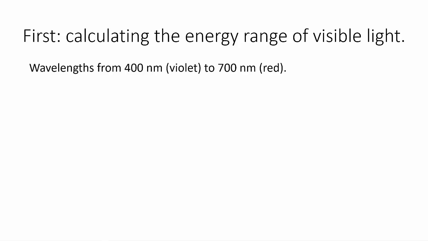And for visible light, the wavelengths range from 400 nanometers to 700 nanometers. 400 is the violet end of the spectrum, 700 nanometers is the red end of the spectrum. And we'll use just the standard version of Einstein's equation, E equals hc over lambda. And we'll do the red light first, because the red light will have the lesser energy. The longer the wavelength of the light, the less energy the photons will have.